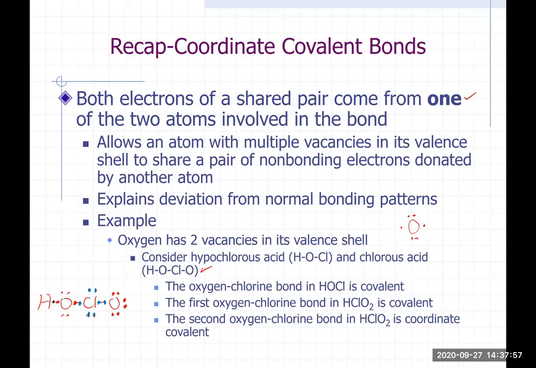And so you can see how this bond right here is coordinate covalent. In other words, both of those electrons were dedicated to that bond by one of the 2 atoms involved in the bonding interaction, and that is chlorine, which donated both of those electrons to that bond.